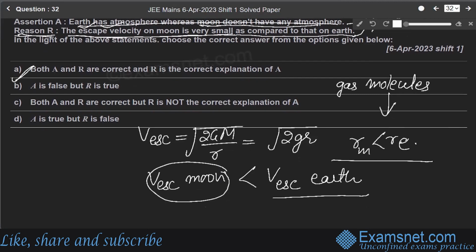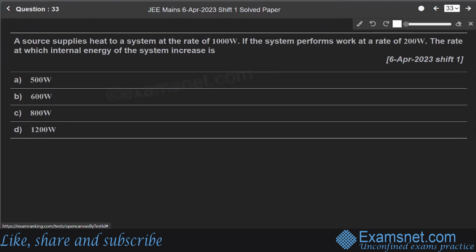Got it? Yeah, so moving towards our next question, that is, a source supplies heat to a system at a rate of 1000 watt. If the system performs work at a rate of 200 watt, the rate at which the internal energy of the system increases is.